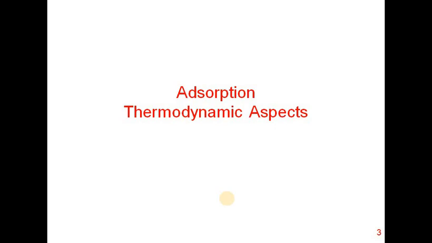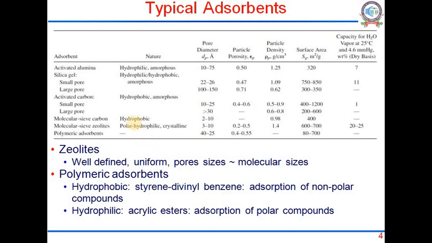So let's start by looking at some thermodynamic aspects of the adsorption processes. If you think about some of the typical adsorbents that are used, say activated alumina, silica gel or activated carbon, these molecular sieves are very commonly called zeolites. Polymeric adsorbents are also there. You can see their nature. Some of them are hydrophilic, some of them are hydrophobic, and you can see the pore sizes. Pore sizes are of the order of 3 angstroms, or 0.3 nanometers, which means you are able to do molecular level separation based on these zeolites.